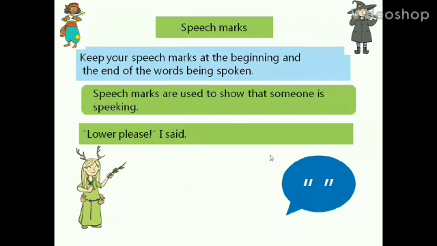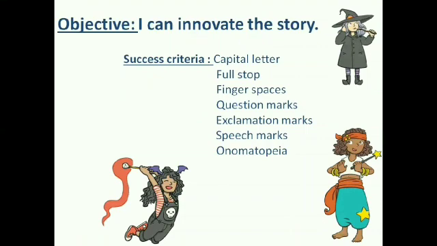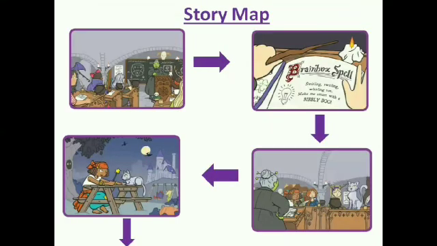Good. So again, speech is when your character is talking, and speech marks are marks that you put at the beginning and end of your sentence to show that your character is talking. Good. Now let's go back to our main objective. I can innovate the story. First of all, we need to review the story using the story map in a few seconds, and then I will tell you exactly what we need to do.